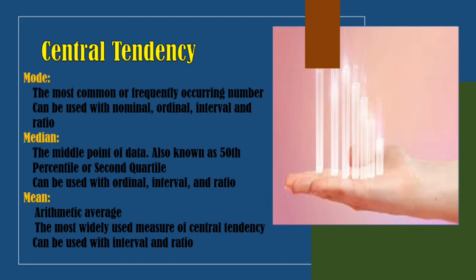The second is your median. This is, of course, the medial point of your data, also known as the 50th percentile or the second quartile. This can be ordinal, interval, and ratio. And of course, the third is the mean or the arithmetic average. This is the most widely used measure of central tendency, which can be used with interval and ratio.